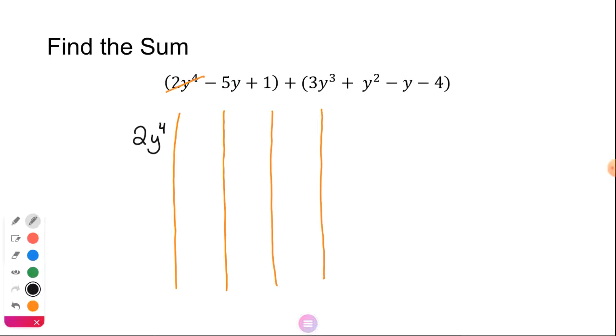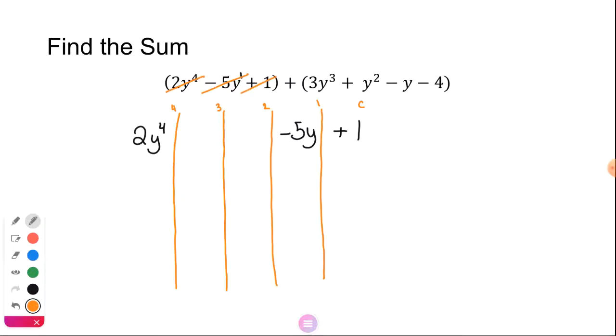The next one is negative 5y squared. So I have a spot for my 4s, 3s, 2s, 1, and my constants. Okay, because we're at negative 5y, I'm going to go to where the degree is 1, and put a minus 5y. And then finally for the constant, my 1 is going to go here, so plus 1. Okay, so we used that one.